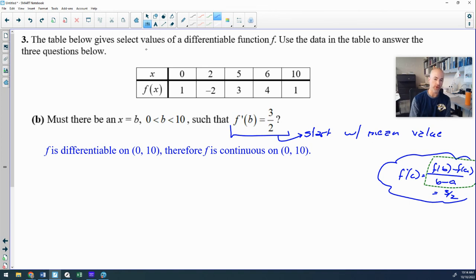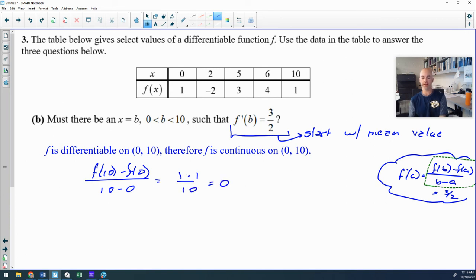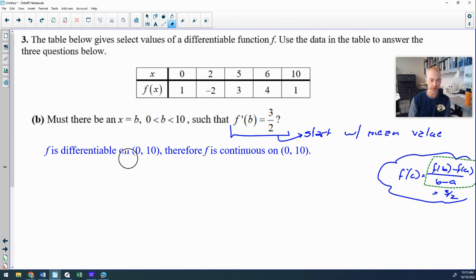I like to start with the given endpoints. However, if you look at 0 and 10, if I do f of 10 minus f of 0 over 10 minus 0, I get 1 minus 1 over 10, which is 0. It is not the 3/2 that I wanted. That does not mean that this value of b does not exist. It just means we have to fish around for it.